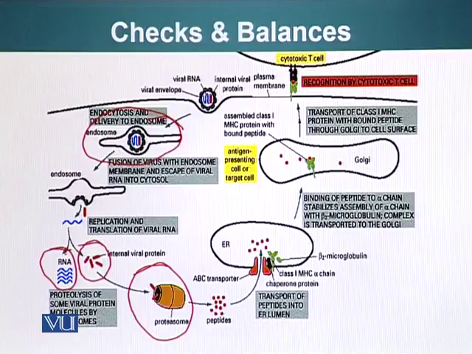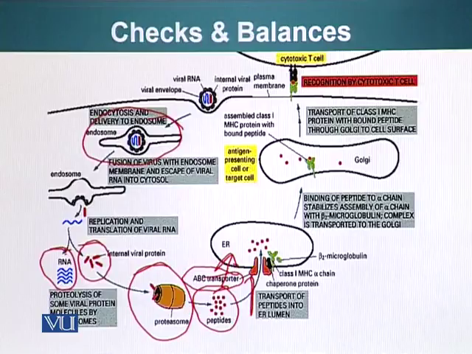It will get degraded and it will be pumped into the ER, endoplasmic reticulum, through a transporter called ABC transporter, which is shown in red right here. These peptide fragments, whether they are viral or normal cell peptides, when they enter this ER, will find the MHC class 1 alpha chain, and these fragments will bind this MHC1 molecule.